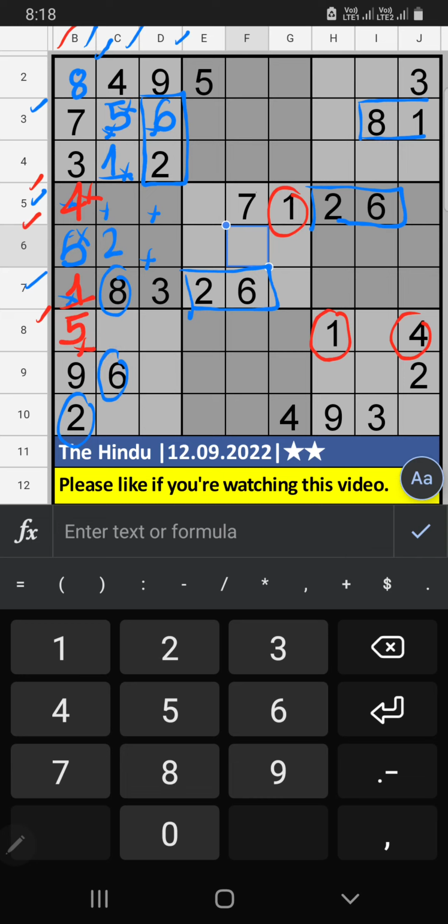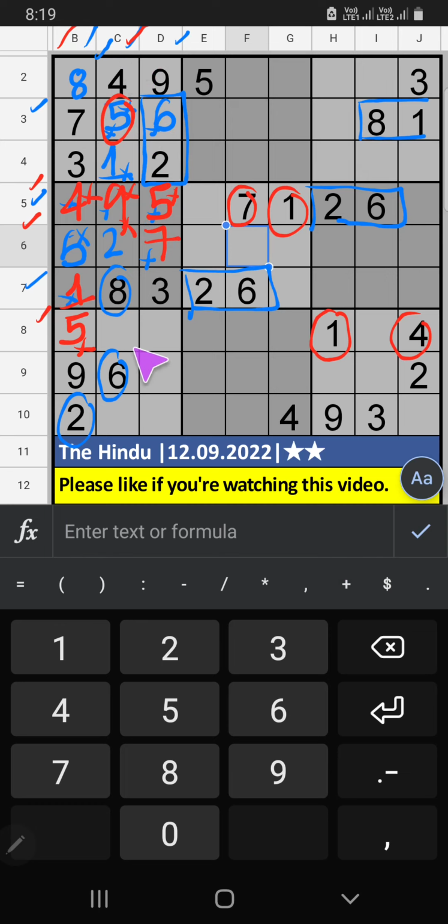Fifth row, we have 7. So 7 can't come in these cells. Then 7 is confirmed here. Fourth grid, two numbers are remaining, 5 and 9. Column C, we have 5. So 5 can't come in the cell. 5 is confirmed here. Then 9 is here.